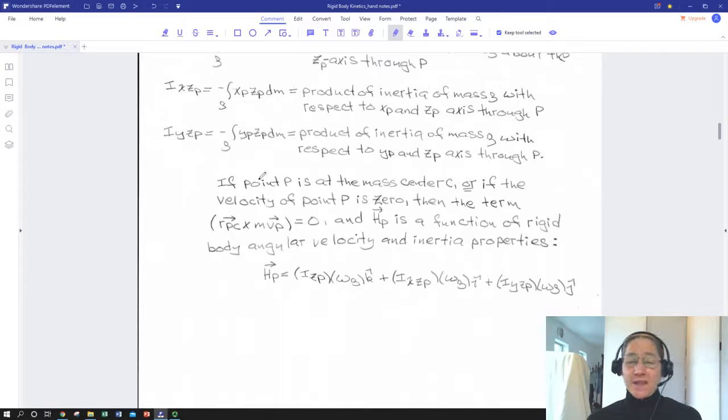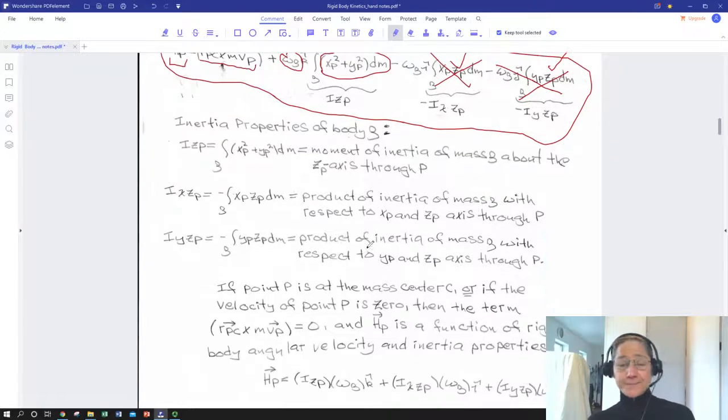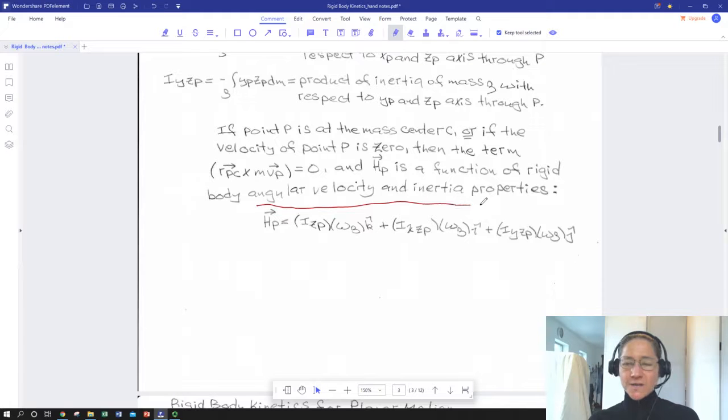So if our point P is at the center of mass, or if the velocity of our point P is zero, like for a fixed pivot, for instance, or if all of our motion is rotational about the center of mass, then our first term is zero, and our angular momentum is only a function of the rigid body angular velocity and the inertial properties. So if we're at the center of mass, then RPC is zero. And if our point P that we're taking the angular momentum about is zero, like it's fixed, then our entire angular momentum of the rigid body with respect to point P is simply due to the body's own rotational velocity and its inertial properties, which simplifies that. So we get just this expression.